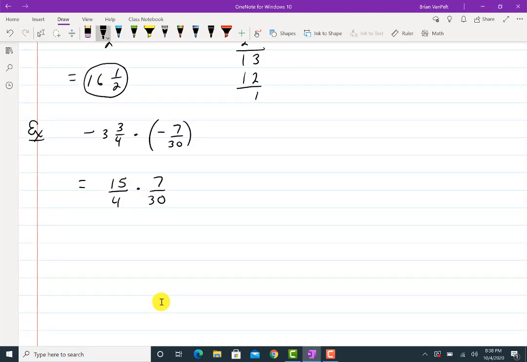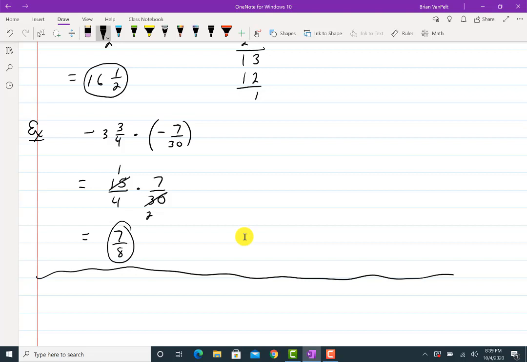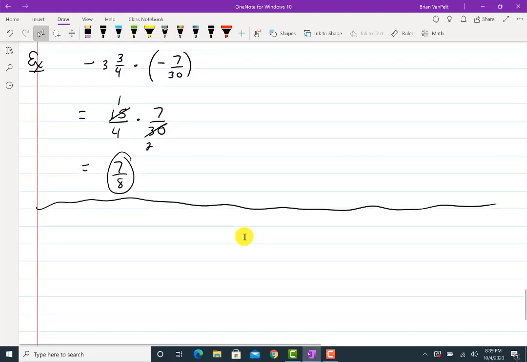Now 15 goes into 30 twice. And I think that's all we have. So I'm going to get 1 times 7, and then 4 times 2. Well, there's not a whole lot you can do here. You can't rewrite it in any way. It's a proper fraction, and you're not going to be able to do anything with it except just leave it like that. So we had our multiplication. Next, division.